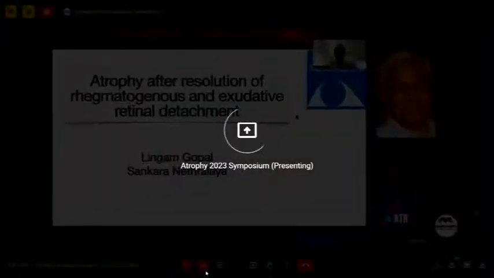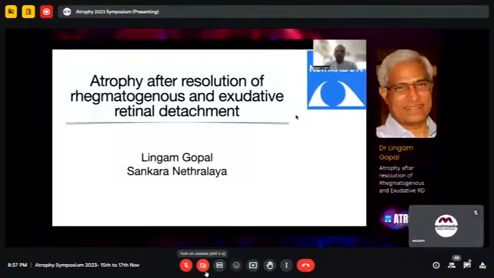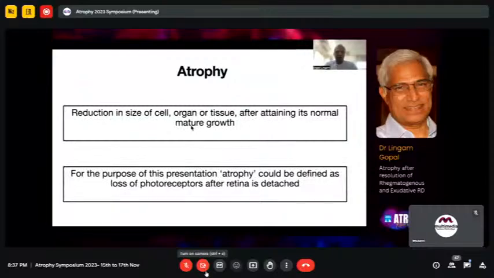My friends, at the outset, I'd like to thank Dr. Rajiv Raman for having invited me to participate in this meeting on an interesting concept of atrophy and its effect on the visual function. I have been asked to talk about atrophy in relation to retinal detachment. I would like to restrict my talk to rhegmatogenous retinal detachment. We understand that atrophy is a reduction in the size of cell, organ, or tissue after it has attained its normal mature growth. In this presentation, the concentration would be on that of photoreceptors as well as the other cells in the retina that are secondarily affected.